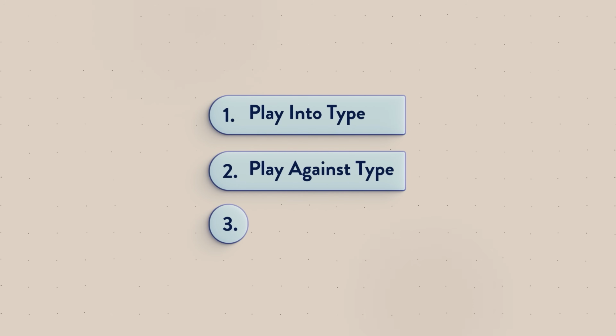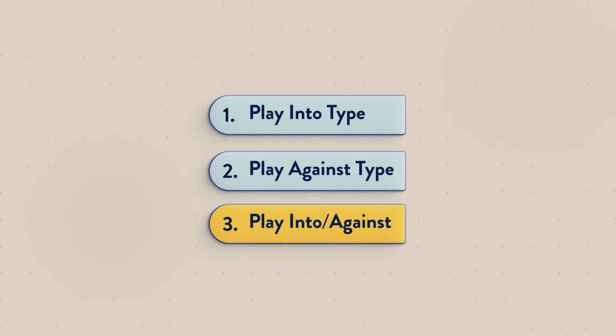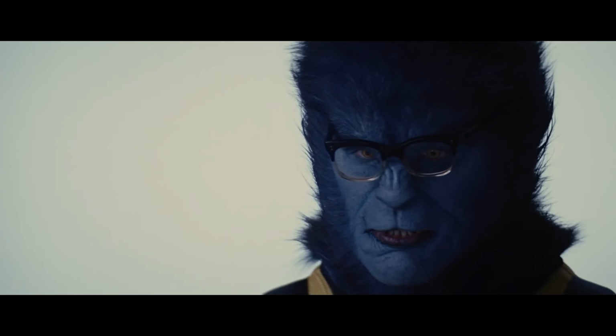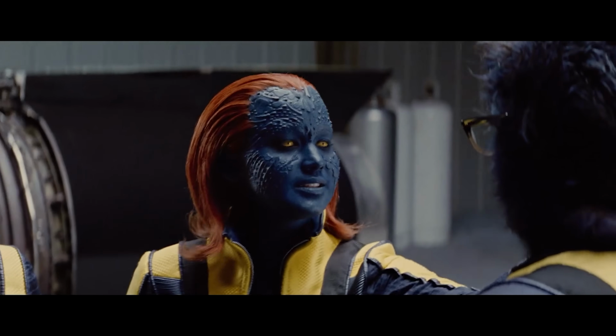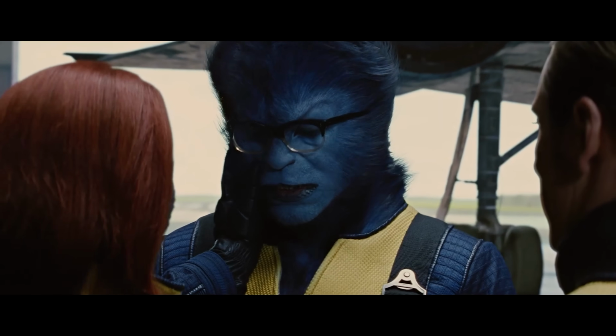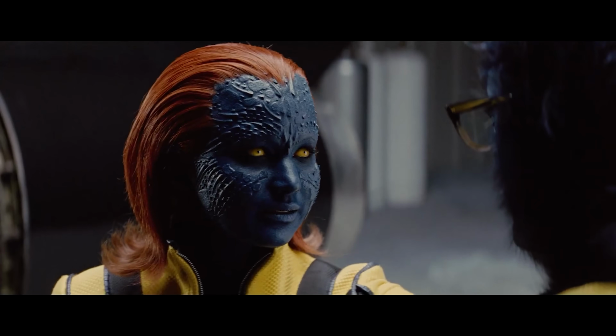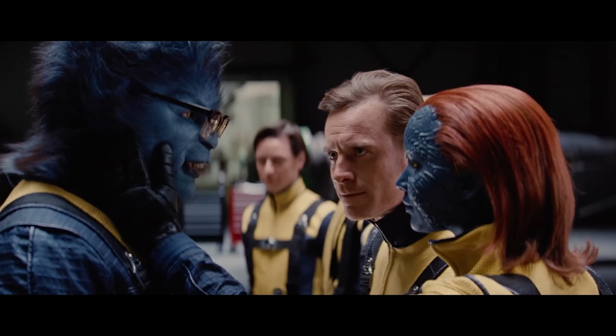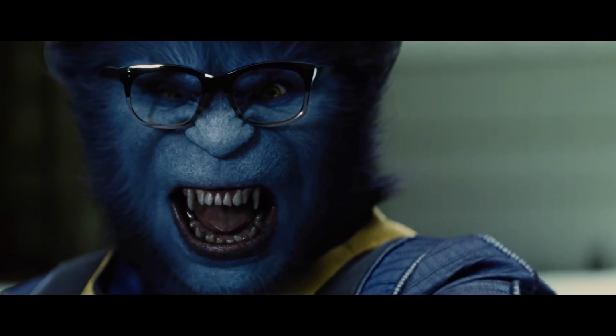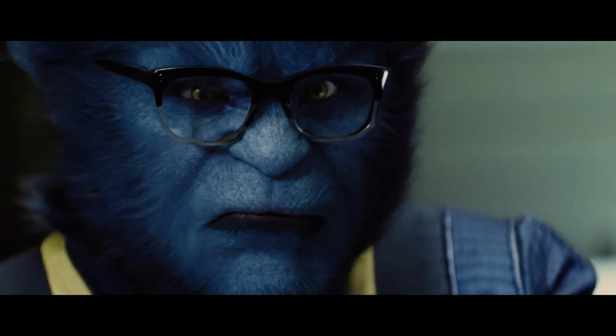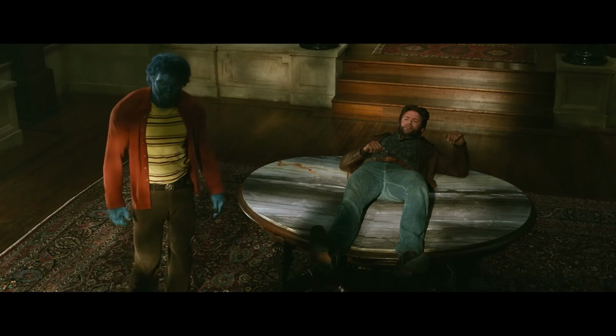Now, a third option, and this one's a little bit more complex, is to both play into and against type at the same time. Look at Beast in X-Men. On one level, he embodies what you would think of when you hear the word beast, right? He is hairy, he is muscular, he is also blue. But at the same time, he's also playing against type because he's frequently wearing a suit and appears very cultured and refined. So you sort of get the best of both sides of the spectrum with a character like that.